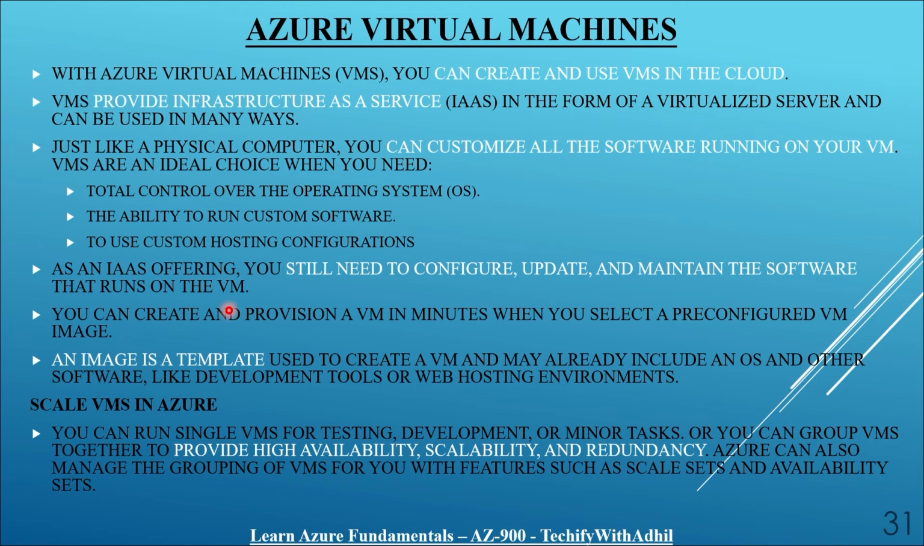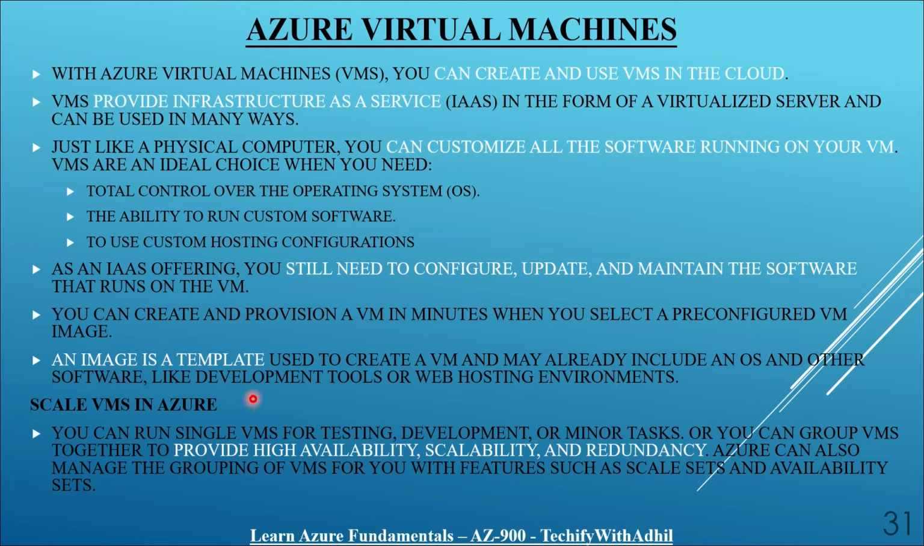Similar to that, in Azure VM there is also an option called template. An image is a template used to create a VM and may already include an OS and other software like development tools or a web hosting environment. Once you have created an image for the first time, you can add it as a template. Then moving forward, for any VMs you are creating, you can use that template OS, so the settings and all the applications you have included are installed directly to the VM. So we do not need to do this again.